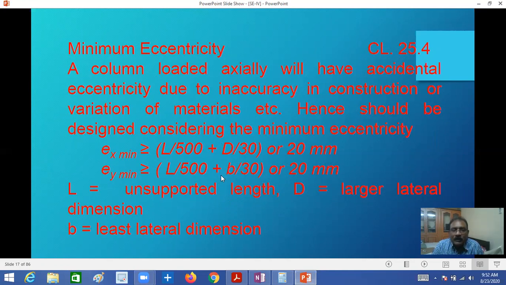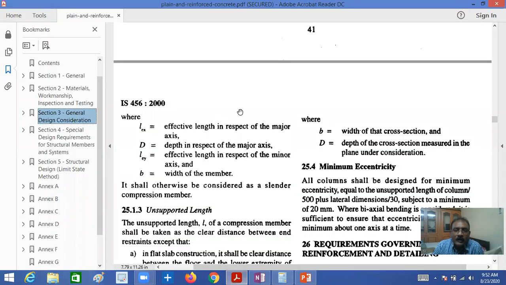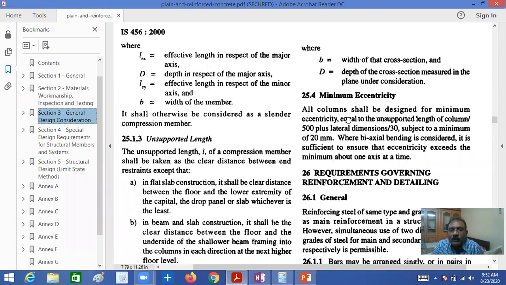See here, you remember for Ey, it is the shorter lateral, least lateral dimension, that is width. Okay, this length or maximum dimension of the member gives Ex min. This is mentioned as per IS 456 clause 25.4. Here, this is general consideration, and if you go here, minimum eccentricity: all columns shall be designed for minimum eccentricity equal to the unsupported length of the column, that is the given length, not effective length.